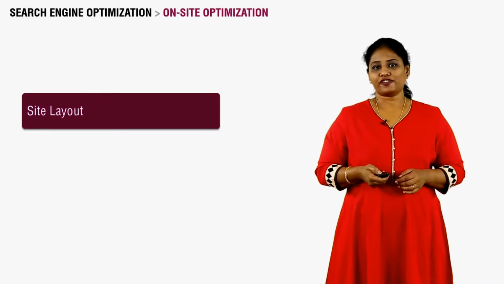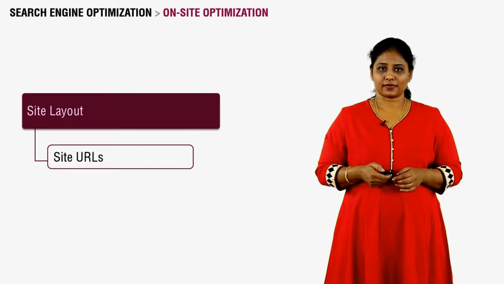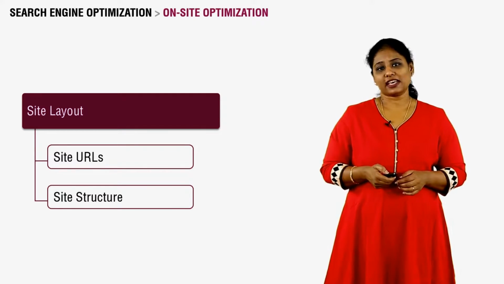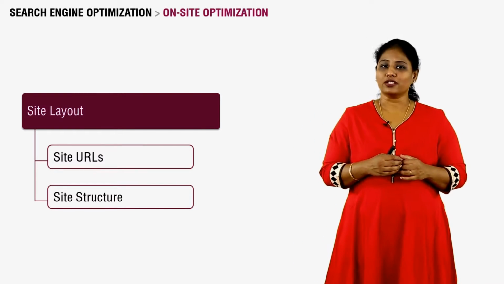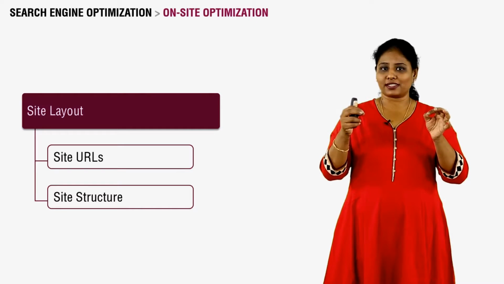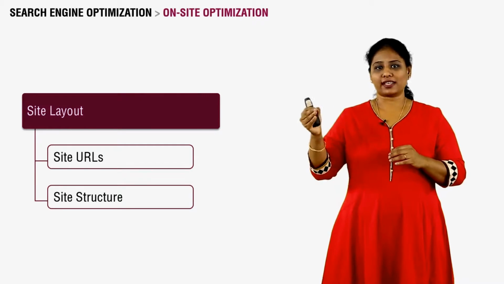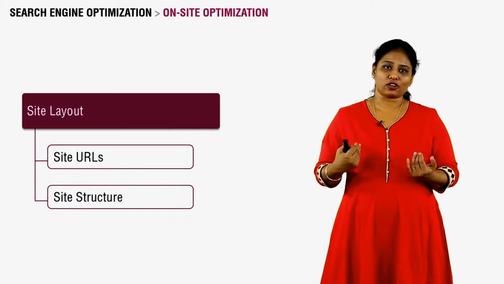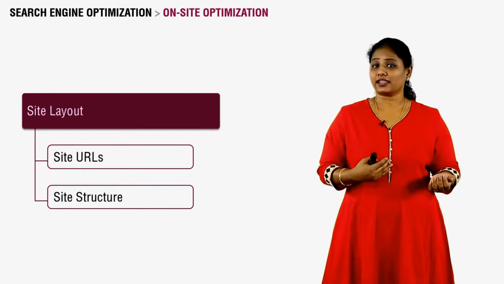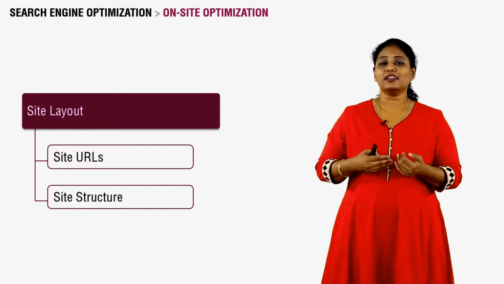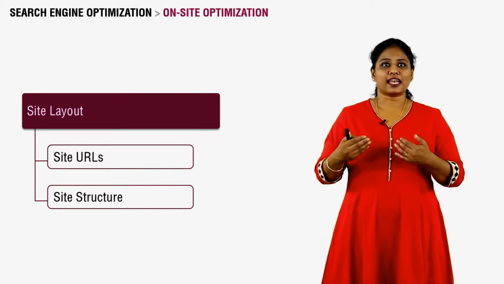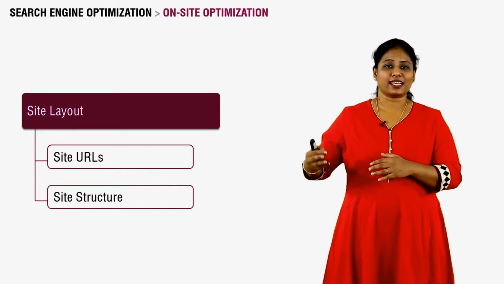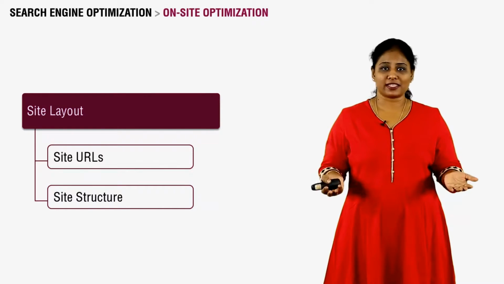Site layout refers to the structure of your site. Site URLs and site structure are the two things that we will be looking at here. Site URL is the URL address for a page on your site. For example, if I had a site called jasmine.com and I had a contact us page, it should probably read jasmine.com/contact us instead of saying jasmine.com/abcxyz123, which does not make sense.